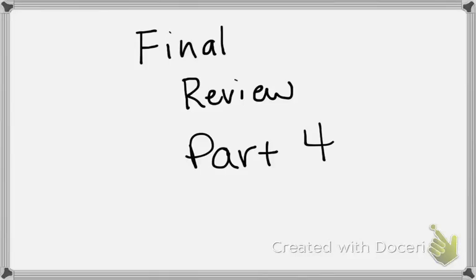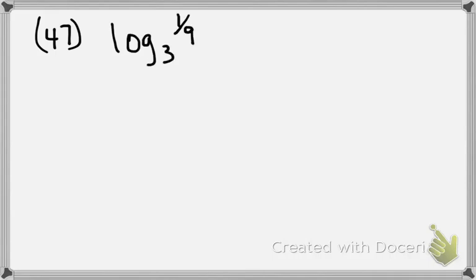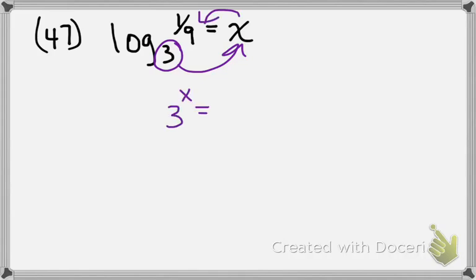Alright, this is part 4 of the final review, and we are looking at logarithms, and we're on problem number 47. So for this problem I have log base 3 of 1 over 9, and we're going to solve this. In the format that it's in, I need an extra part to rewrite it as an exponent. So I'm going to go ahead and write this as equal to x. Then I can take the 3 and say 3 to the x power is going to equal 1 over 9. So 3 to what power equals 1 over 9?